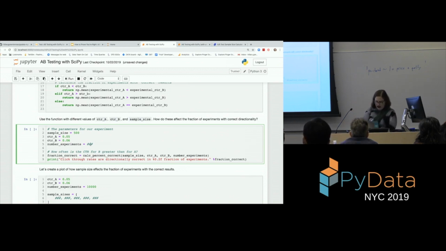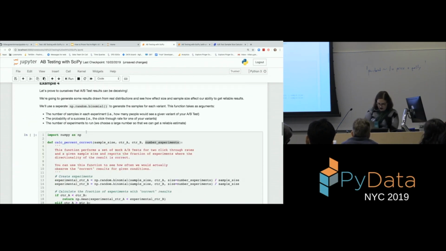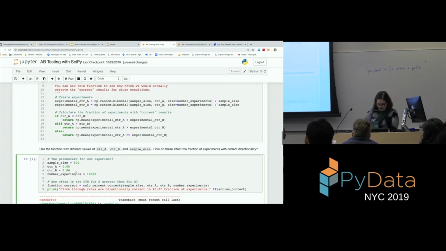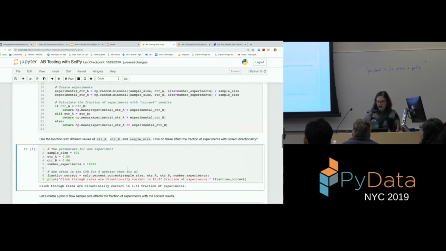And then let's just pick a really big number for number of experiments. Let's do 10,000. And so we want to know, of those 10,000 experiments, how often do we actually get that B is better than A if we're only showing 500 people each variant? And it would help if I had first done that. Okay, cool. So in this case, I only see correct directionality in 74% of experiments. So this means that when I actually run my A-B test, there's only a 3 out of 4 chance that I see the results that reflect what's actually the ground truth.